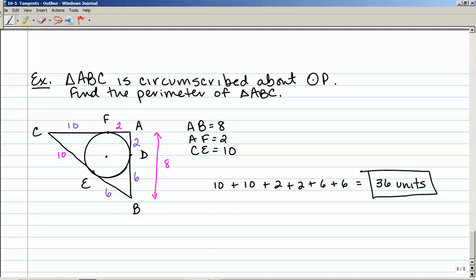So that's the end of the lesson. Remember what a tangent line is. It intersects a circle in exactly one point. It is perpendicular to a radius drawn to that point, and two tangent lines that meet outside the circle are congruent.